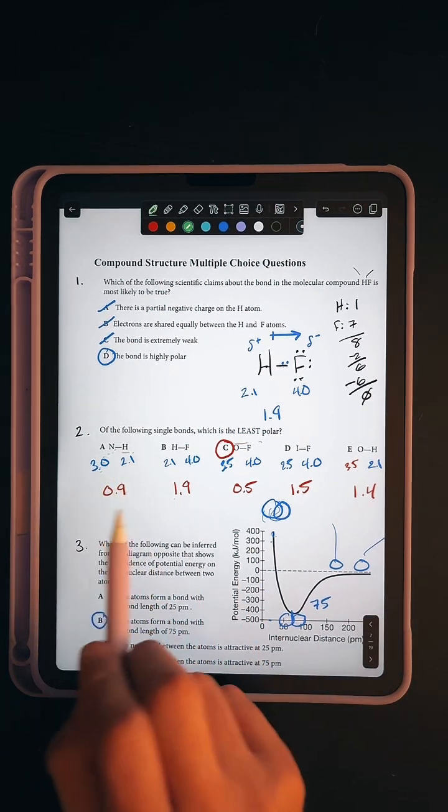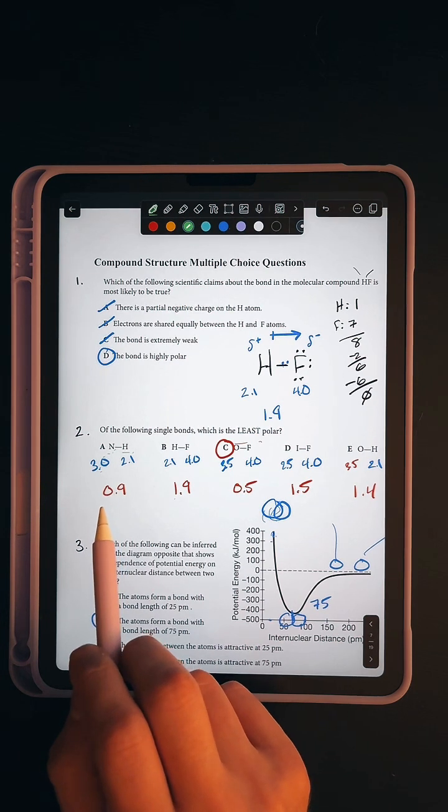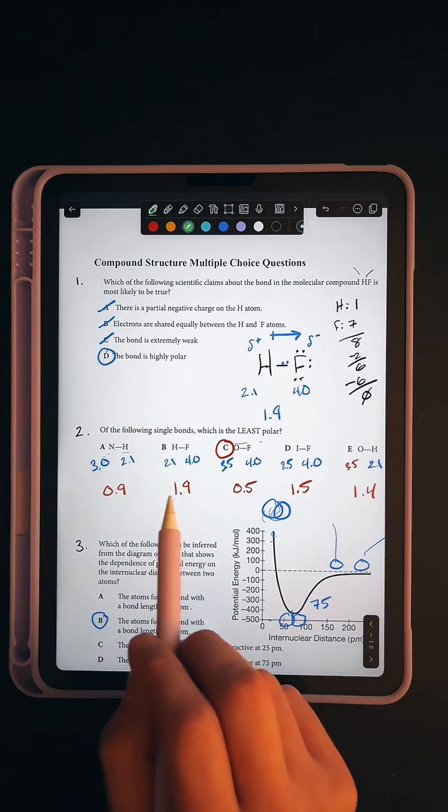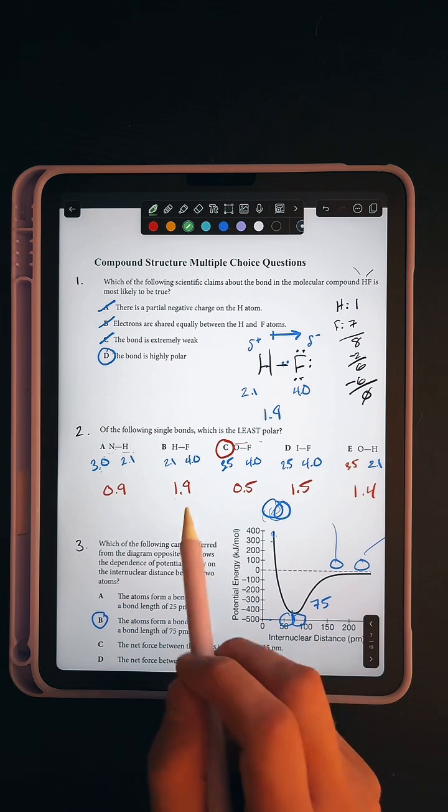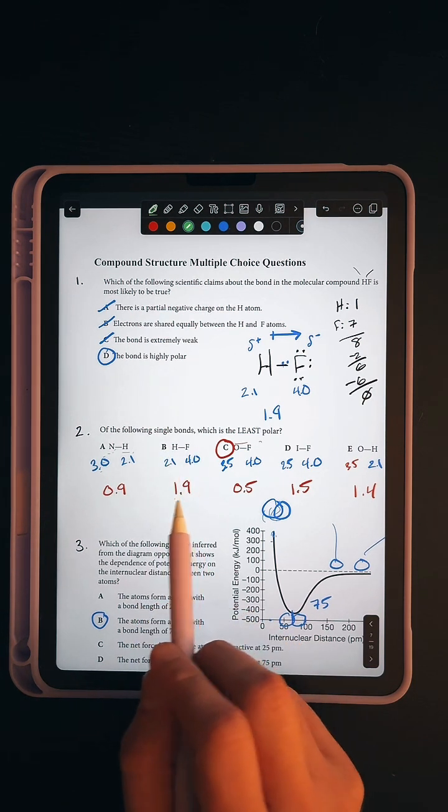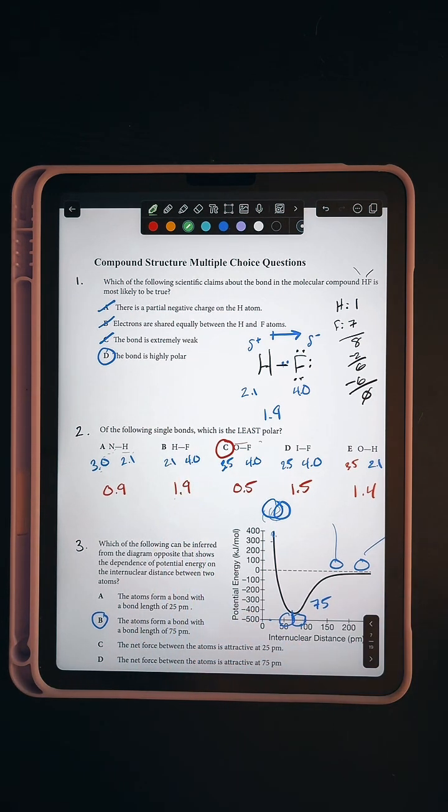A smaller change means that it's less polar. A larger change means that it's more polar. So anything like hydrogen and fluorine, with this 1.9, would be much more polar than something like carbon and hydrogen.